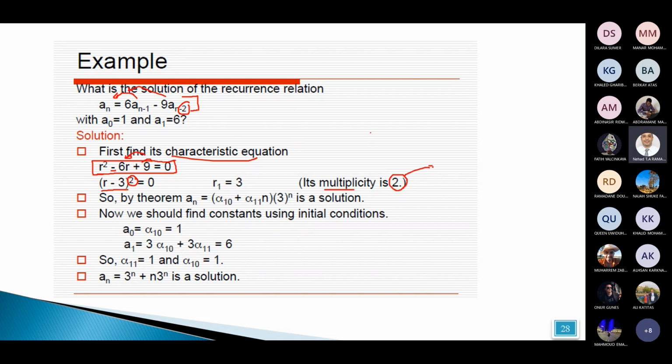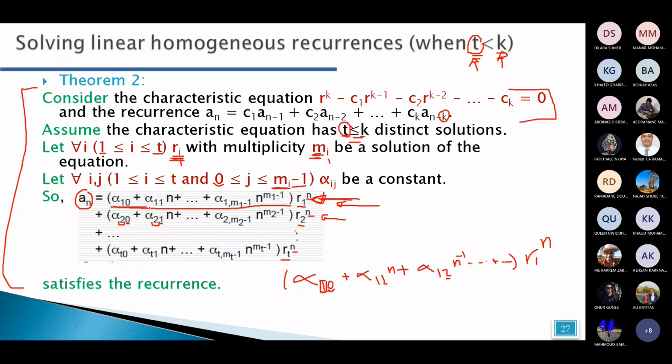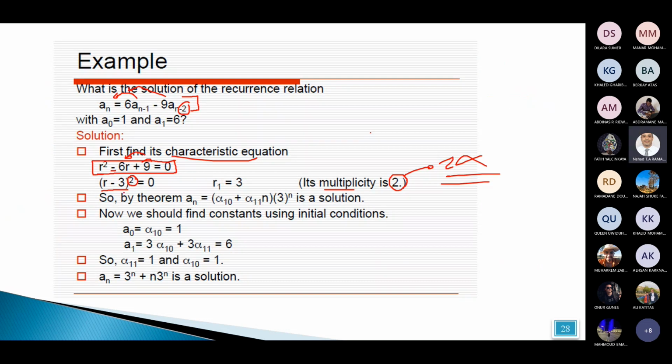This means we have 2 alpha, 2 constants for this solution. Now understand this one. If we have 5 multiplicity, then we have 5 constants. If we have 2 multiplicity, then we have 2 constants for this solution. So for each solution, you need to know how much the multiplicity is. How to know it? From the power of the solution.